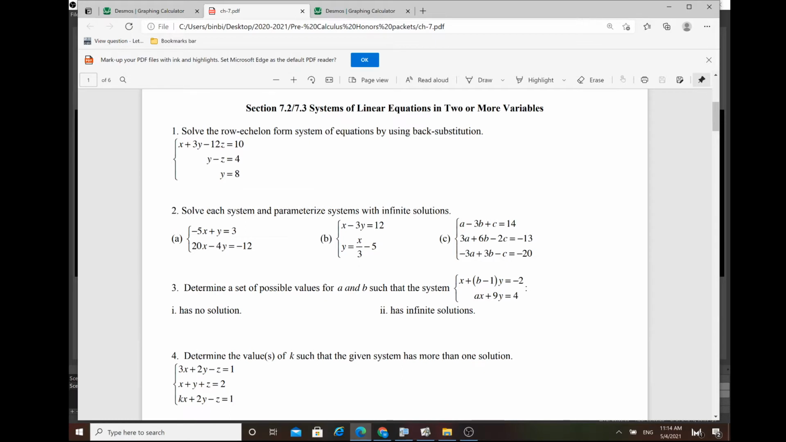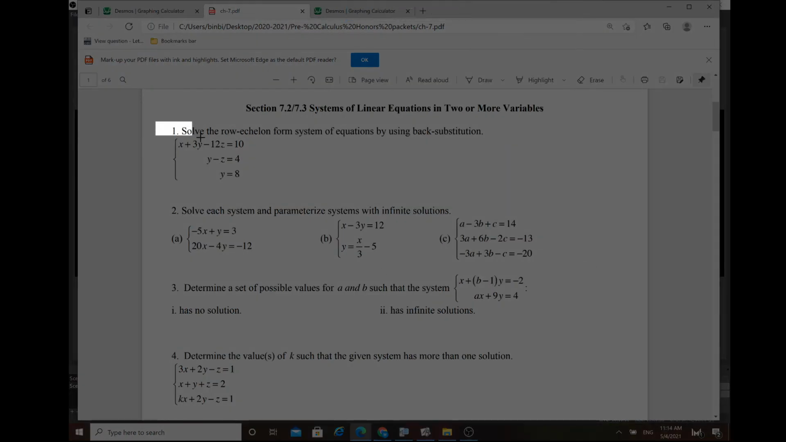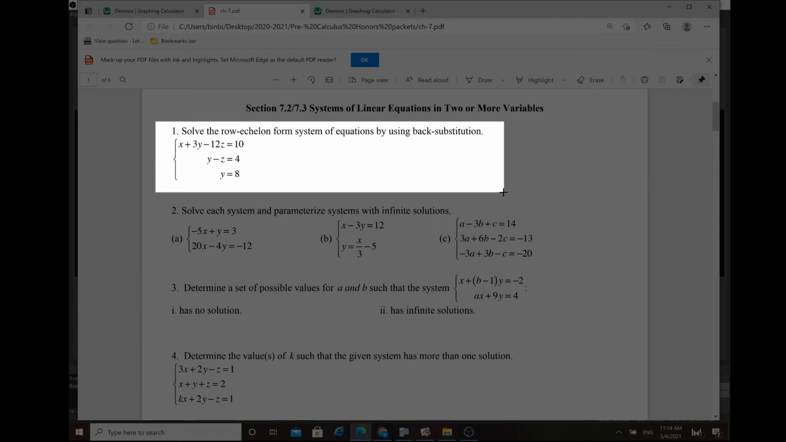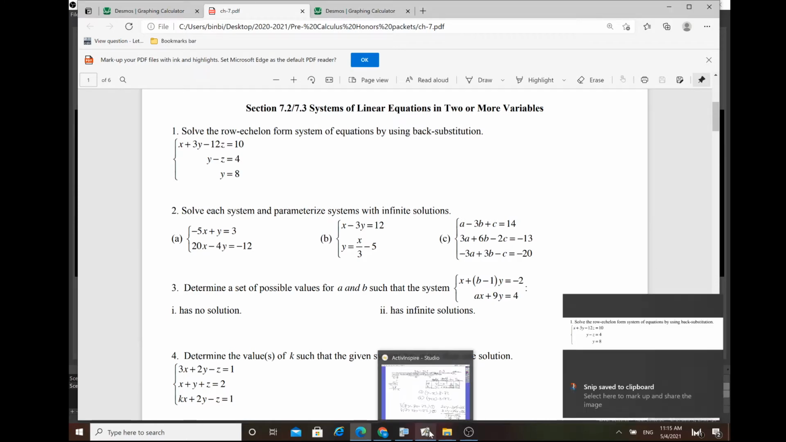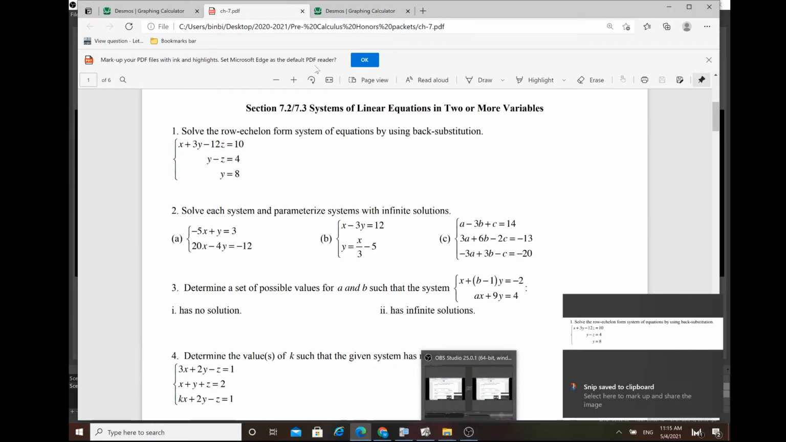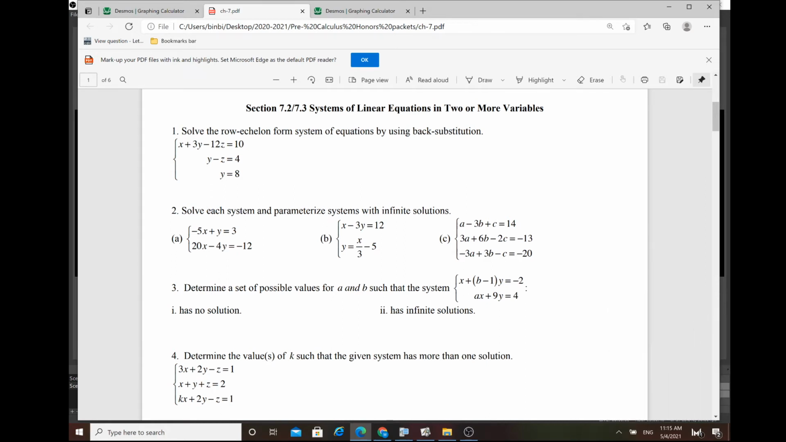The first one. Solve the row echelon form system equation by using back substitution. So basically, don't worry about the row echelon form yet. We'll just talk about the way to solve for x, y, z. Row echelon form, we'll get to that in the next sections. Again, this one is a combination of section 7.2, 7.3, which is the same as 9.2, 9.3: the linear system with two variables or more than two variables. So we'll look at the first one.